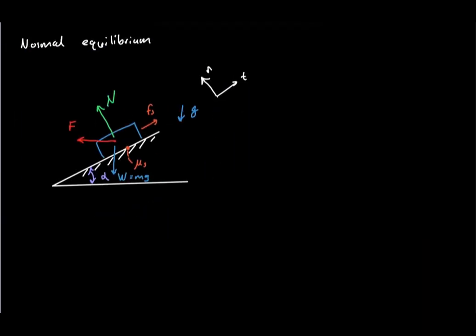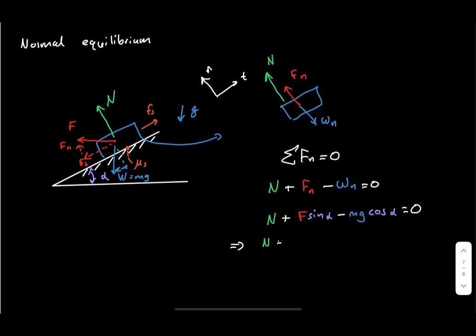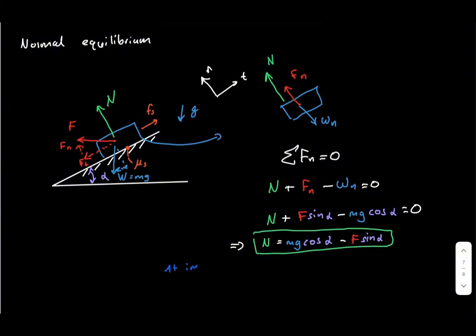We begin with equilibrium perpendicular to the surface. The normal force plus the outward component of the horizontal force must balance the normal component of the weight. Solving this equation tells us that the normal force equals the normal component of the weight minus the normal component of the applied force. The block is just about to slide, so static friction has reached its limiting value. At this exact condition, the friction force equals the coefficient of static friction multiplied by the normal force.